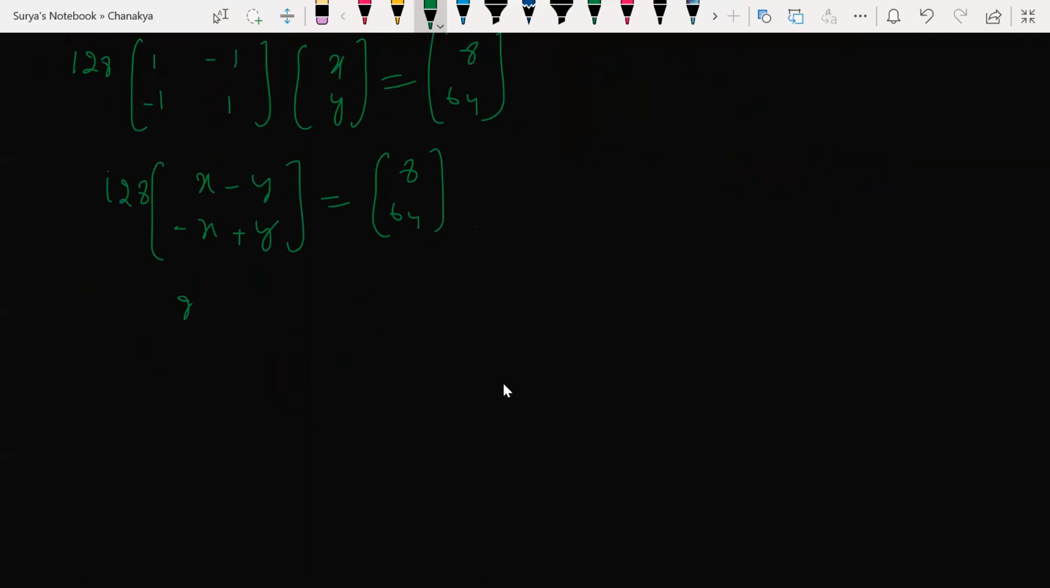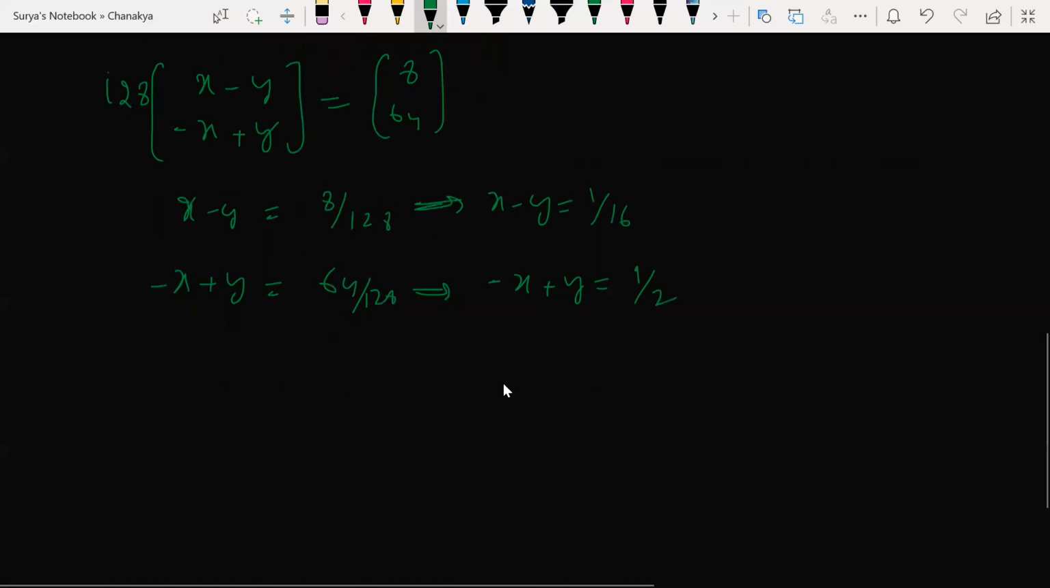So first of all, x minus y is equal to 8 by 128, and minus x plus y is equal to 64 by 128. Correct? So if you simplify this, what are you going to get? x minus y is equal to 1 by 16, and if you simplify this, you will be getting x minus y plus, so 1 out of 2, right? 1 by 2.